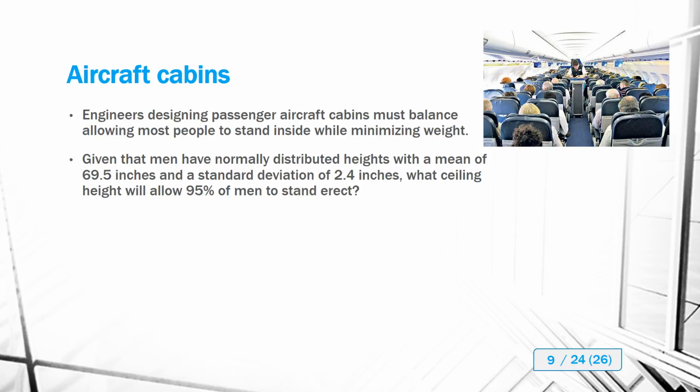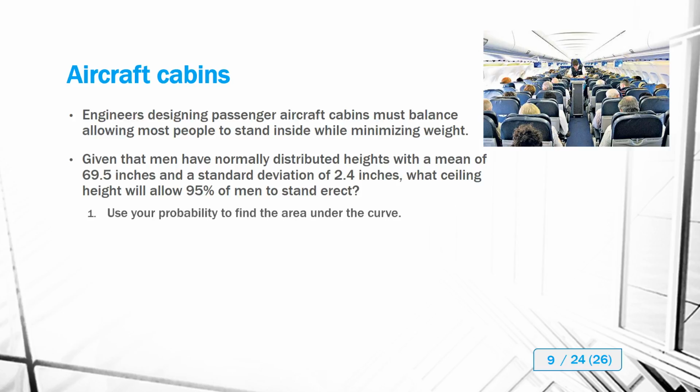But you want to make the ceiling height tall enough so that most people can actually fit through without having to hunch over. So, given that men have normally distributed heights with a mean of 69.5 inches and a standard deviation of 2.4 inches, what ceiling height will allow 95% of men to stand erect? In other words, they can stand up straight without bumping their head on the ceiling. And we want 95% because that includes most everybody. Again, it's 95% related to our range rule of thumb, as we've seen in the previous section.